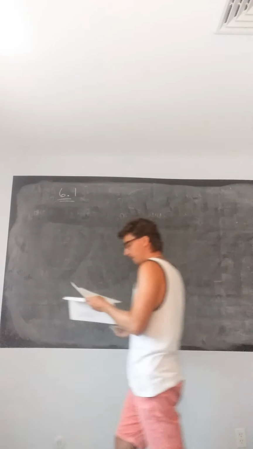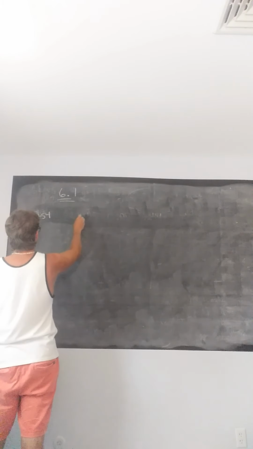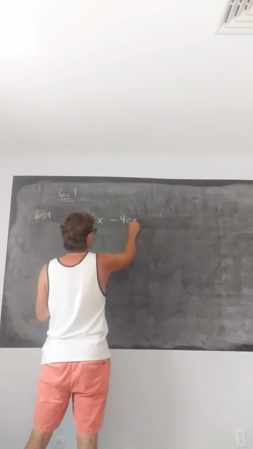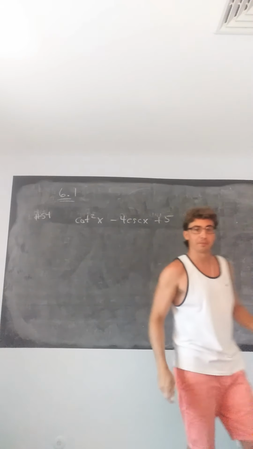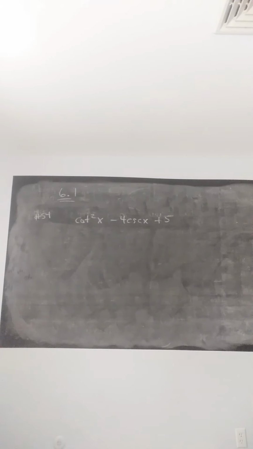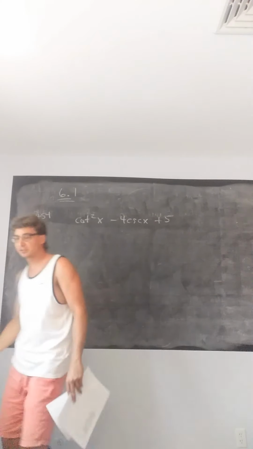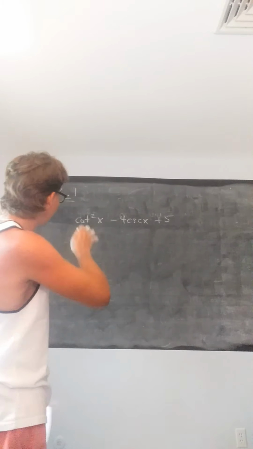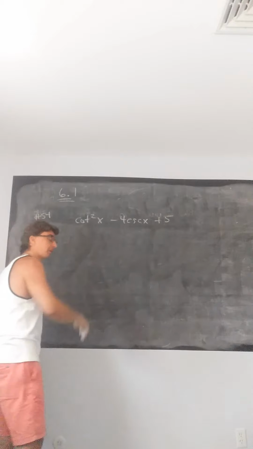Okay, this is going to be number 54. And 54 says cotangent squared x minus 4 cosecant x plus 5. And we want to factor this thing, right? So once again, you have a cotangent versus a cosecant. You go after that middle term. The middle term is cosecant, so that means we got to try to get this cotangent to become a cosecant.